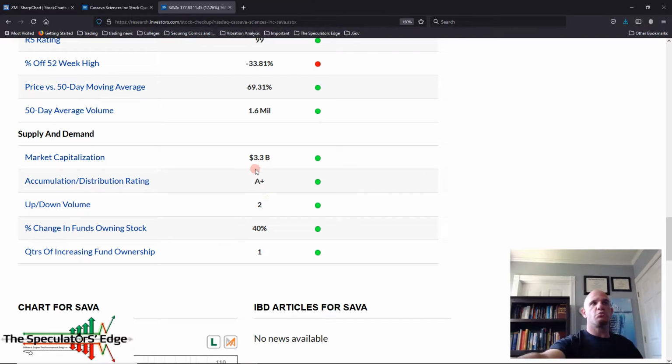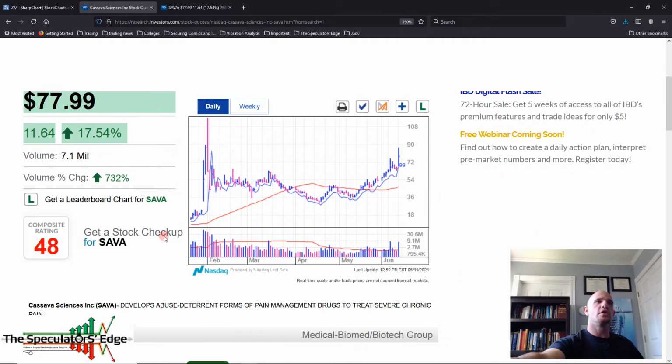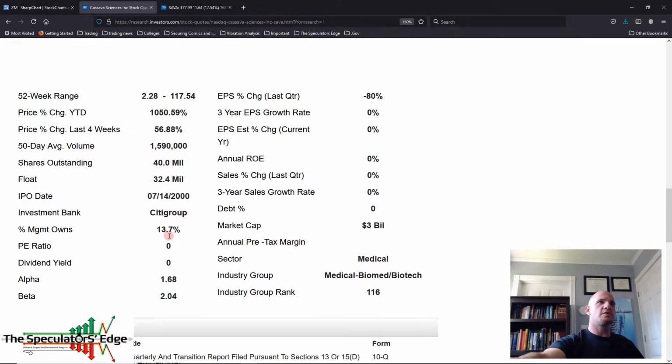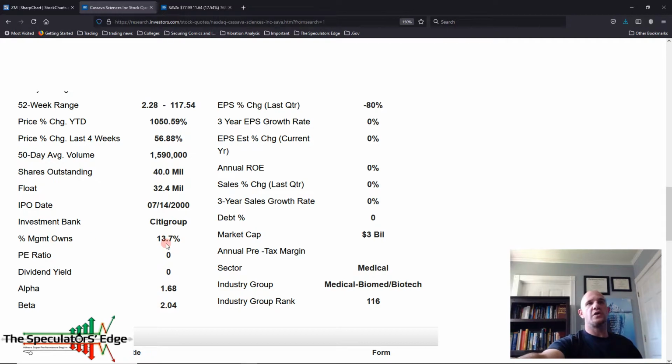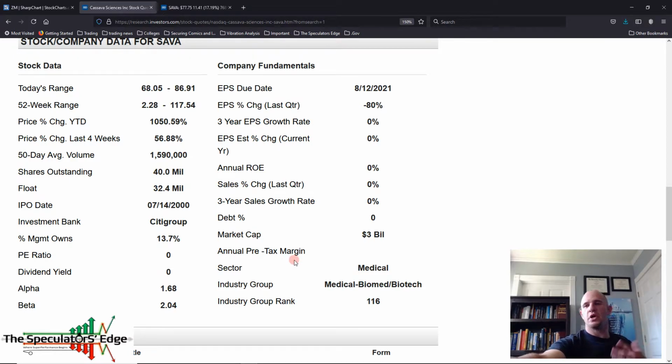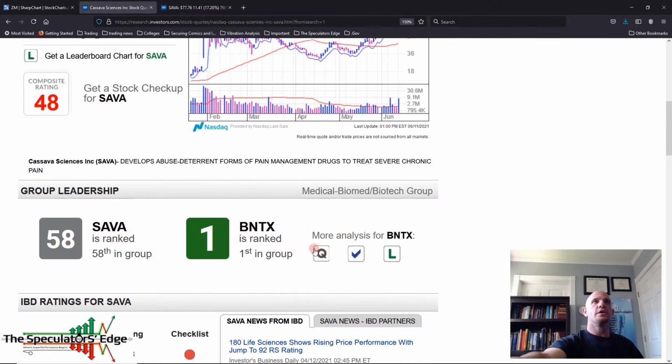The accumulation distribution rating is an A+, and we do have 1 quarter of increasing fund ownership. So we do know that there are funds and institutions buying this stock, and they are increasing on that. That's good. Also, Citigroup or management owns 13.7% of the shares for this company as well, so that's good to see. Management is kind of putting their money where their mouth is, so they've got some confidence within their company. Okay, so that's good to see.